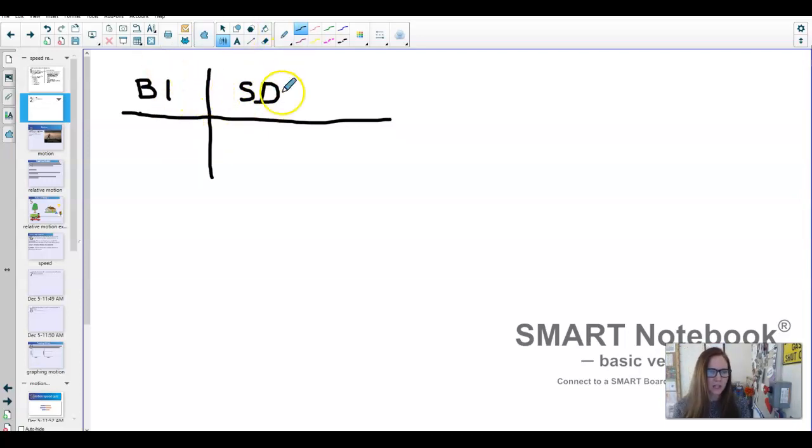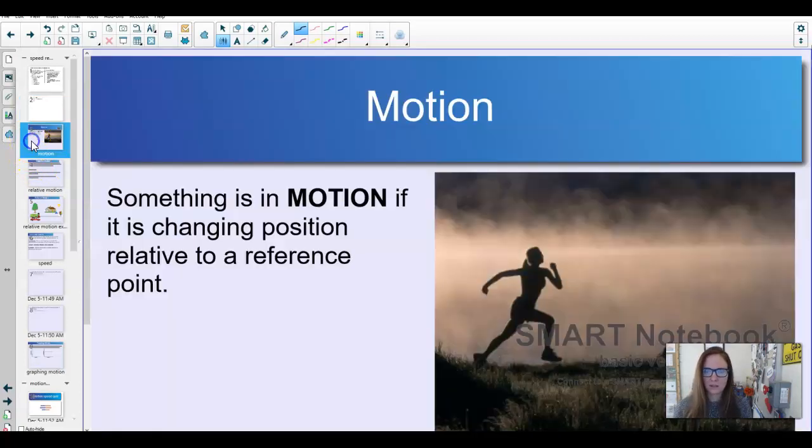Just remember, as you're taking the notes, big ideas are things like definitions and major concepts. The big ideas would be the vocabulary word or major concept, and then the supporting details would be a definition, maybe how to calculate something, a formula, etc. So let's go ahead and get started.